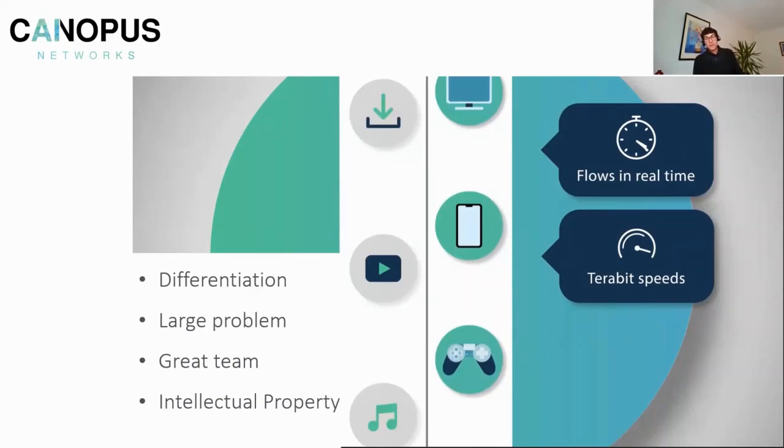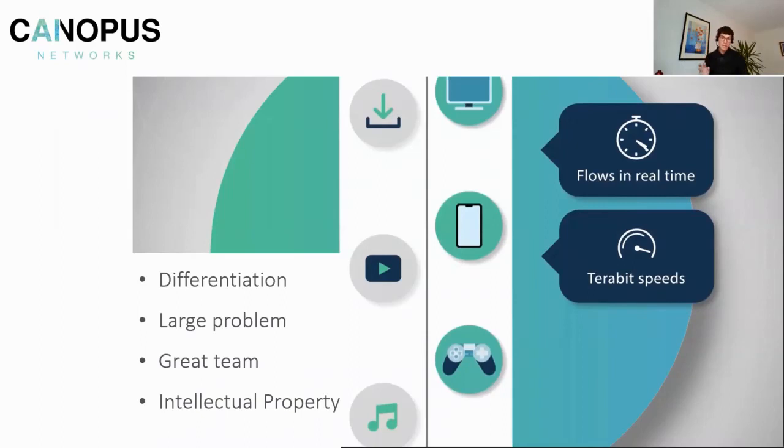Let's start with differentiation. Canopus isn't the only company, or the first company, that recognized this problem of latency dependency of applications. There are a whole bunch of companies that use so-called deep packet inspection to try and do the same thing. The problem with deep packet inspection technology is that it doesn't scale well, and it doesn't work as well with encryption. Moving forward, more and more traffic will be encrypted, and more and more traffic will be going through telecommunication providers. So Canopus has a very, very different approach to deep packet inspection.